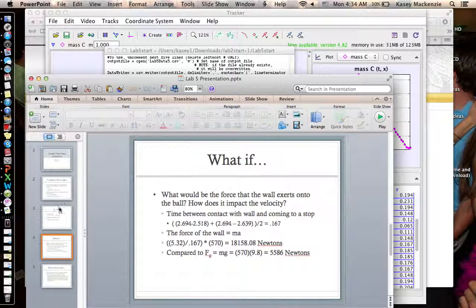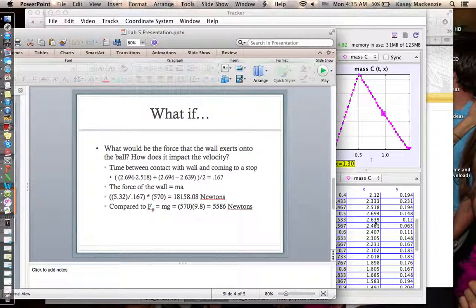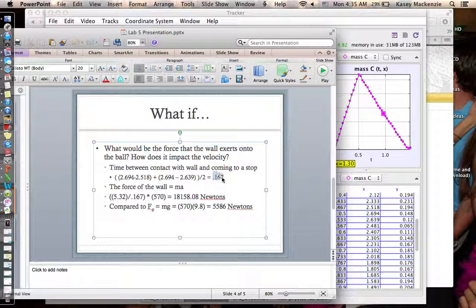Some other interesting things to point out were what is the force that the wall exerts onto the ball, and how does it impact the velocity? When the ball hits the wall, you first have to figure out the time between the contact with the wall and when the ball comes to a stop. To do that, I looked at these 2 points right here. It hits the wall at 2.639 meters. Around 2.639 and 2.518, and it's 0.3 seconds in between all these things. So by finding the average of that, you found that 0.167 seconds of time elapses when the ball hits the wall and it comes to a stop.